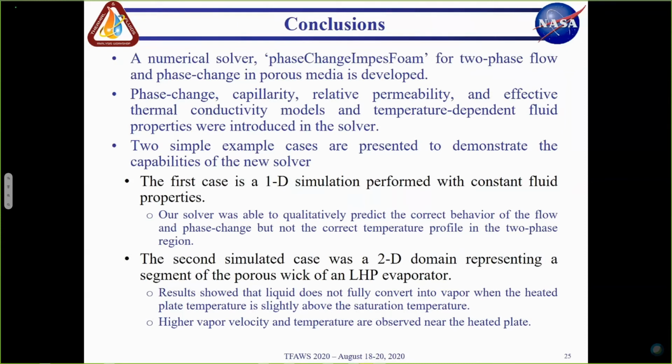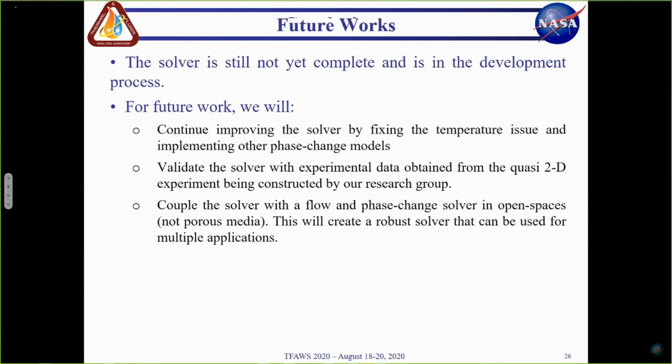The first case is a 1D simulation, which is performed with constant properties. Our solver was able to qualitatively predict the correct behavior of the flow and phase change, but not the correct temperature profile in the two-phase region. The second simulated case was a 2D domain representing a segment of the porous wick of a loop heat pipe evaporator. Results showed that liquid does not fully convert into vapor when the heated plate is slightly above the saturation temperature, and higher vapor velocity and temperature are observed near the heated plate.